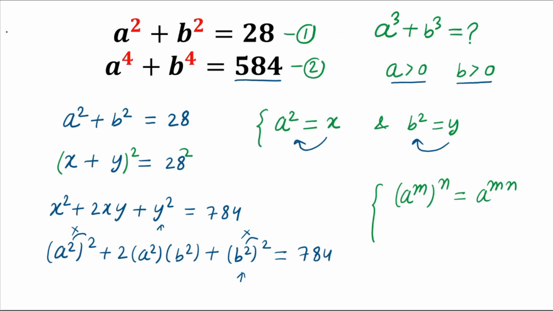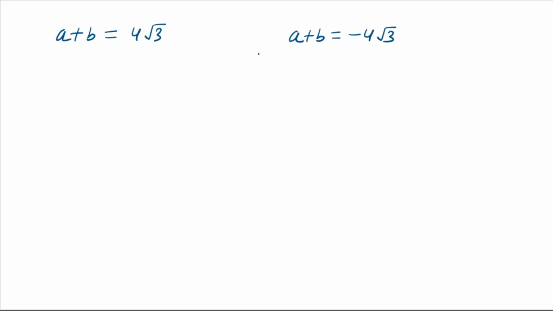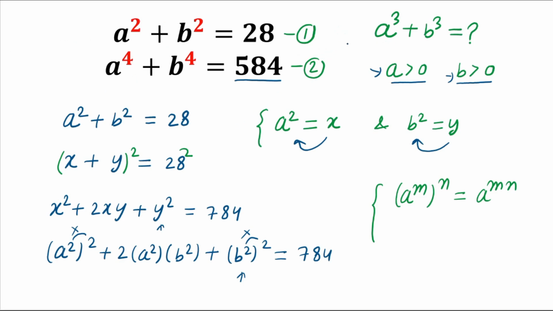We know that a and b are both greater than 0. So if a and b are both greater than 0, then a plus b cannot be negative. So this case is also rejected. The value of a plus b is 4 times square root of 3, and a times b equals 10.